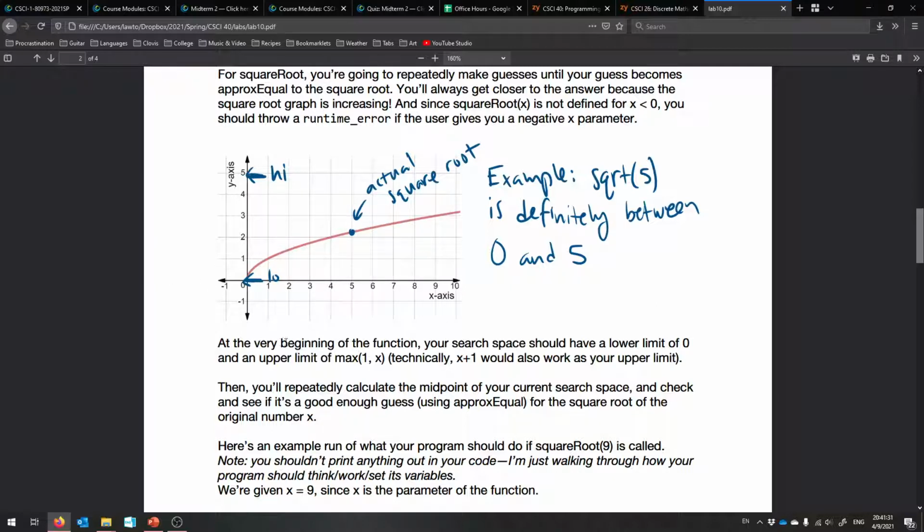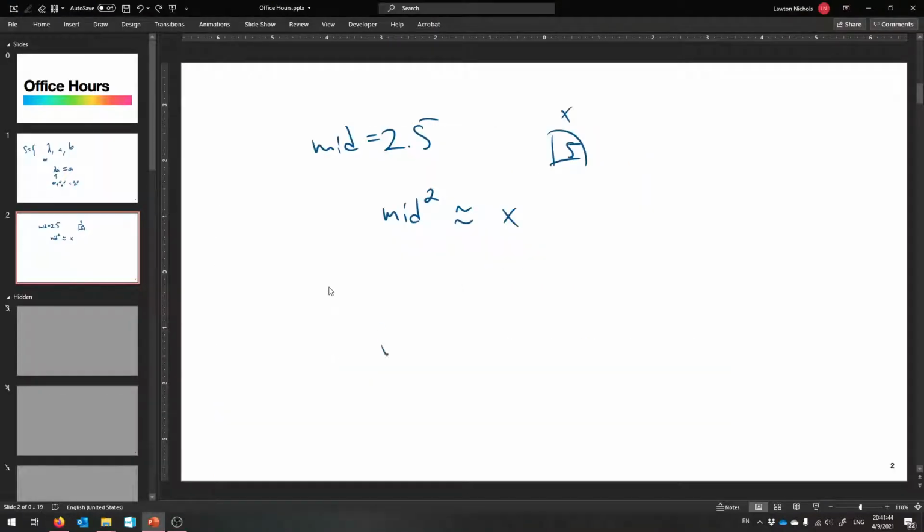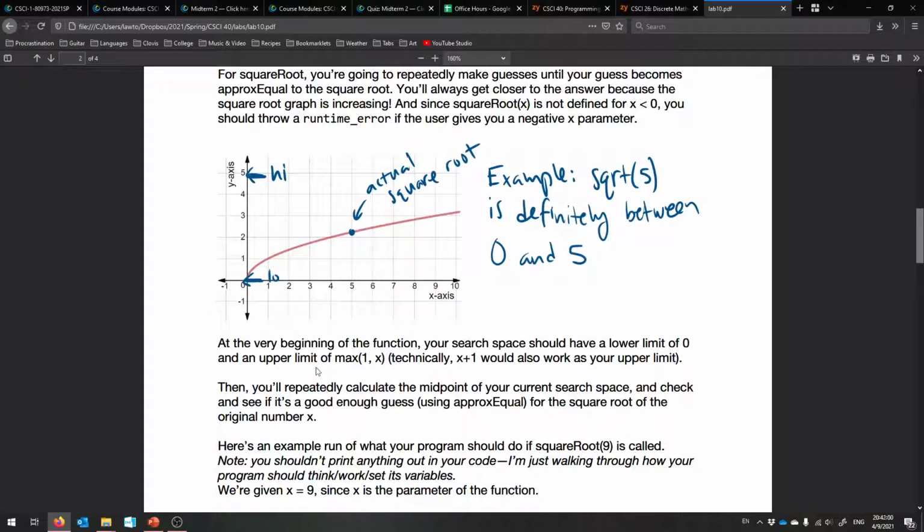At the very beginning, your search space should be between 0, which can be your lower limit, and your upper limit, which should be the max of 1 and x, or x plus 1. The reason you have to use max like this is because remember that the square root of a number between 0 and 1 is actually going to be greater than that original number. I don't remember what it is, but it's greater than 0.25, which is weird. That is the reason why you have to use max like this. You could cheat and just use x plus 1. That would also work, that's totally fine.